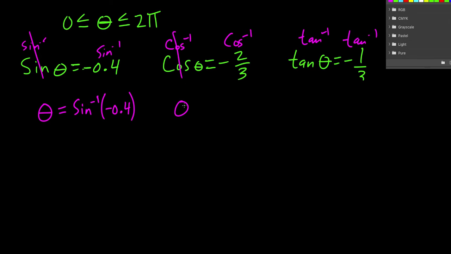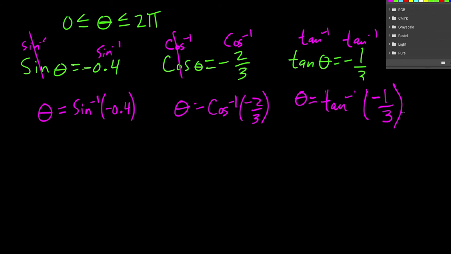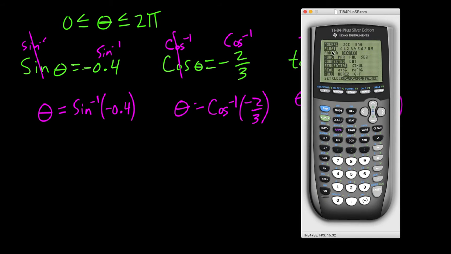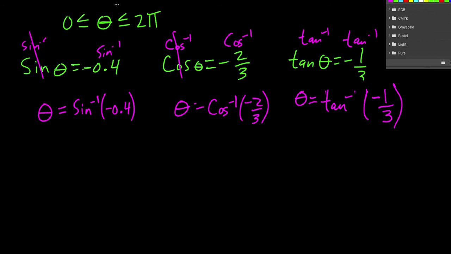Alright, cross that out. Inverse cosine of negative 2/3. And then this theta is equal to inverse tangent of negative 1/3. Cool. Alright, go to our calculator. First thing, check the mode. It's not in radians, so we want to change it. Once again, we can tell it's radians because of how that's defined.